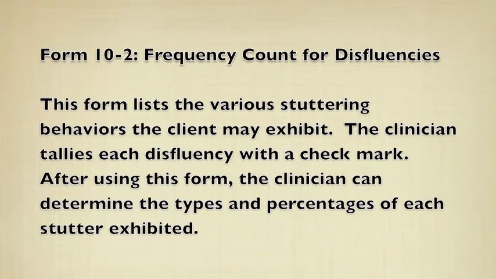Form 10.2, Frequency Count for Disfluencies. This form lists the various stuttering behaviors the client may exhibit. The clinician tallies each disfluency with a check mark. After using this form, the clinician can determine the types and percentages of each stutter exhibited.